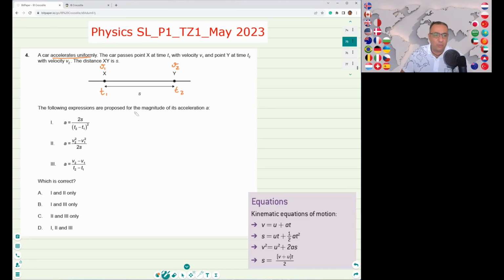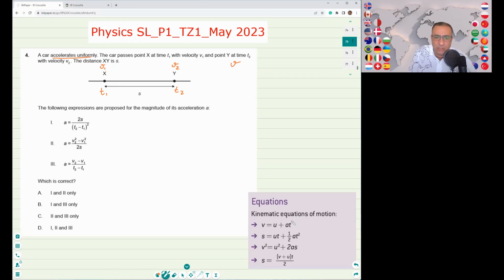The following expressions are proposed for the magnitude of its acceleration a, and we need to see which one is correct. Obviously we need to use the kinematic, or SUVAT, equations, which are in your booklet. What we need is to express a. You use the equations having the acceleration and separate for a. V is the final velocity, here v2. U is the initial velocity, here v1. And t is the time interval, the time of the change in velocity, so t is delta t, which is t2 minus t1.